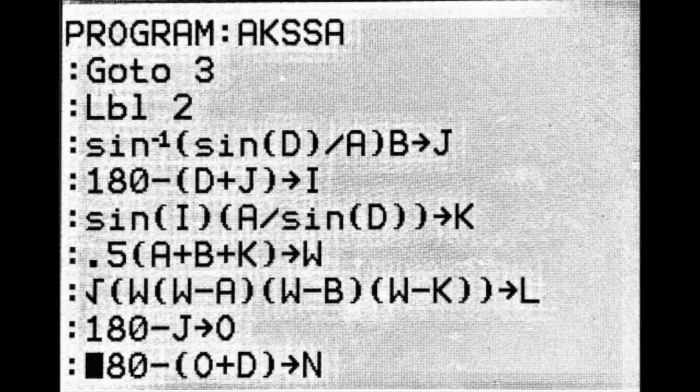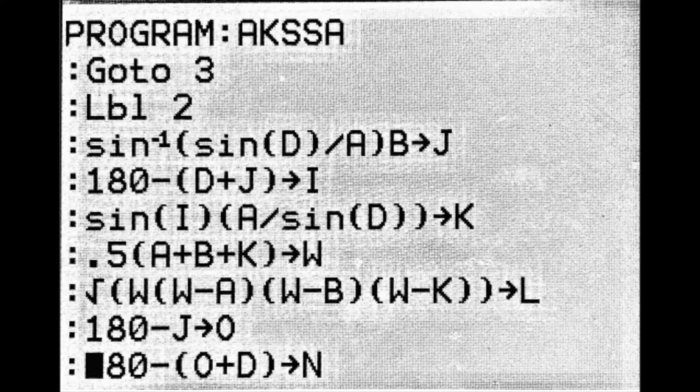Similar to label 1, you will start with the law of sines to solve for angle B, which is being represented by the variable j. Then subtract the known angles to get the remaining angle. Use the law of sines to get the last side, and then again we use Heron's formula to get half of the perimeter and then the area of the triangle through that.